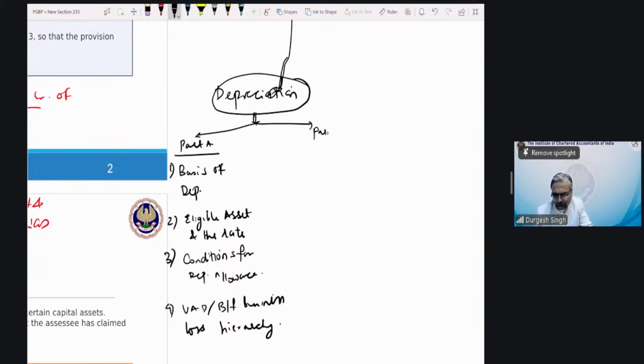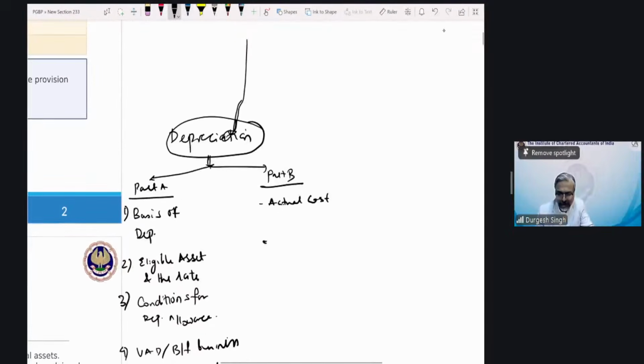Now, so far as part B is concerned, it would be the concept of actual cost. In this actual cost concept, students, many of the ICDS will get triggered. Without naming them now, there are many ICDS, like ICDS number 5 for tangible fixed assets.